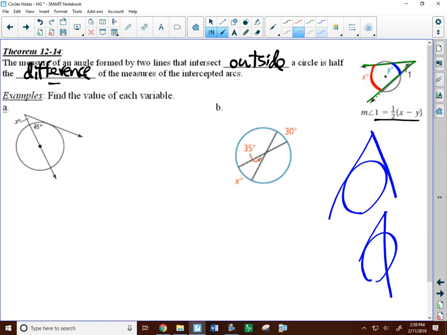X is the outside arc, y is the inside. X is always going to be the bigger one, because as you move further towards the circle, the angle is getting bigger, so x will always be bigger. It's always the bigger number minus the smaller, outside minus inside.